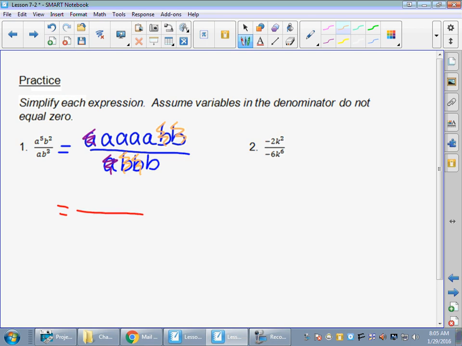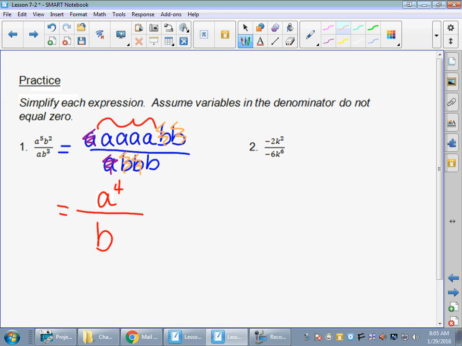So how many a's do I have left? And where are they, the numerator, the denominator? I'm going to ask you that question a lot when we do these. So I've got 4 a's left, and that will be in the numerator, right? Right here. So a to the 4th power. How many b's do I have left, and where are they? I've got 1 b left in the denominator, so my b to the 1st, or just b, stays in the denominator.